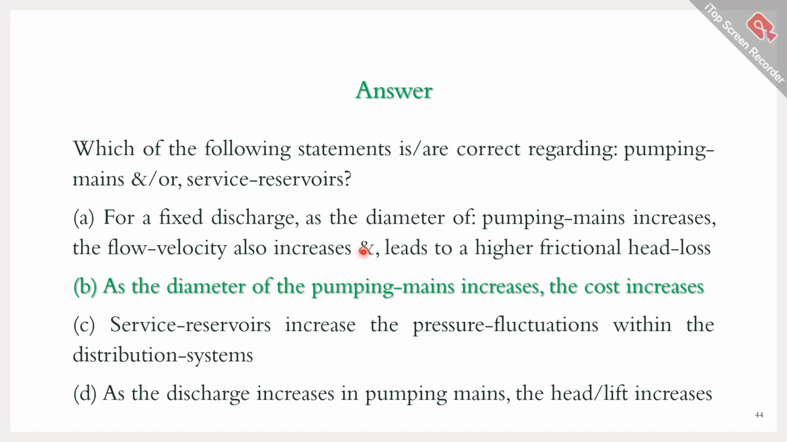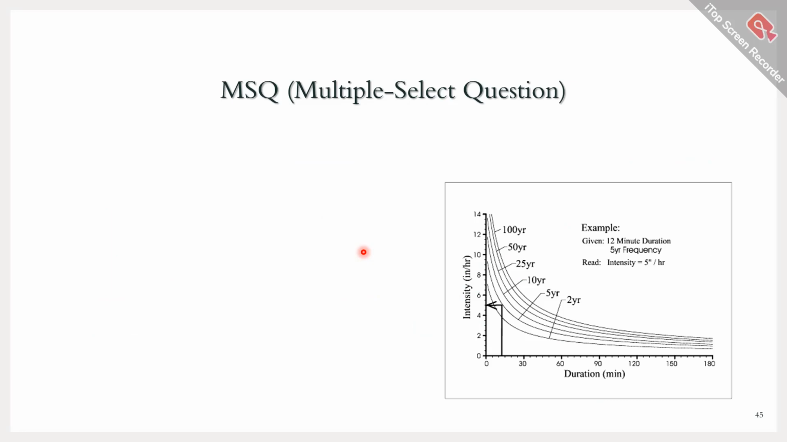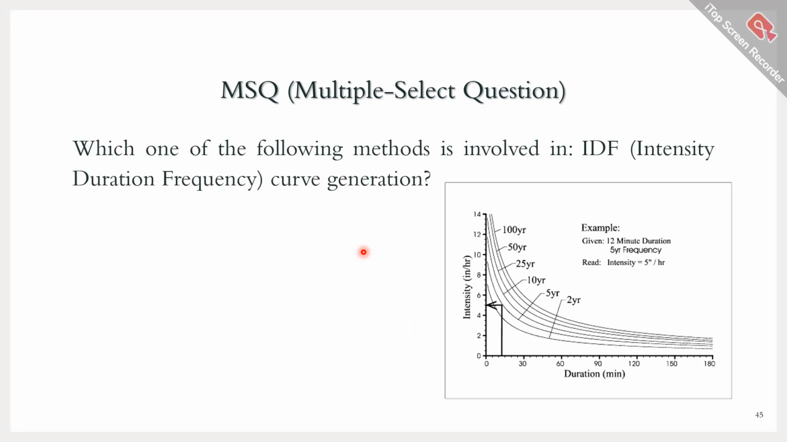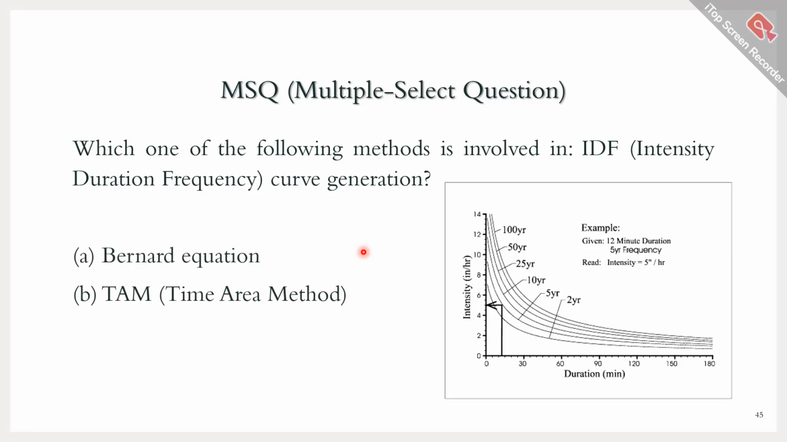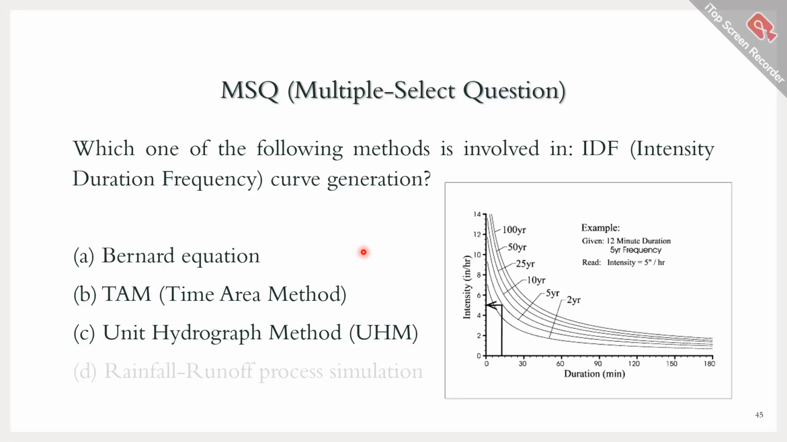It can be assumed. Now next, there is an MCQ multiple choice question. Which one of the following methods is involved in IDF or intensity, duration, frequency curve generation? Option A, Barnard equation. Option B, TAM, time area method. Option C is UHM or unit hydrograph method. And option D is rainfall runoff process simulation.